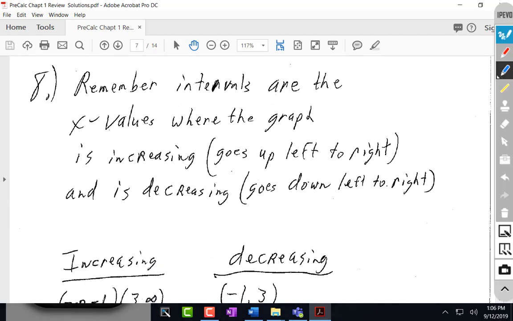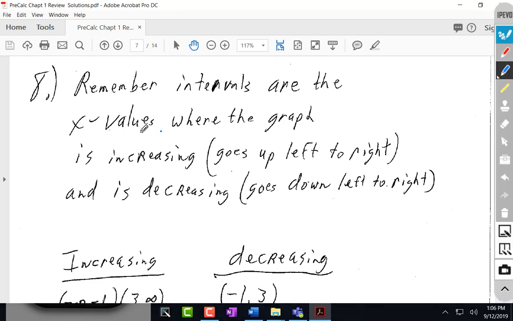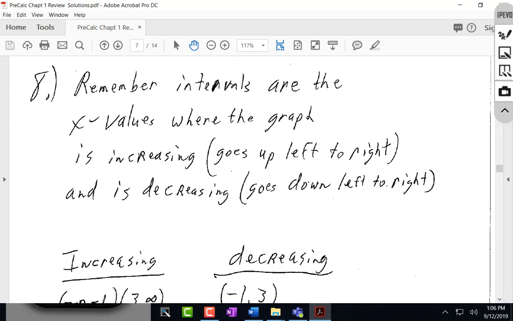On number 8, it says determine the intervals on which the function is increasing, decreasing, or constant. Remember, intervals are the x values where the graph is increasing, goes up from left to right, and is then decreasing, goes down from left to right. So if I look closely at my graph, I just have to make sure I'm using the x values.